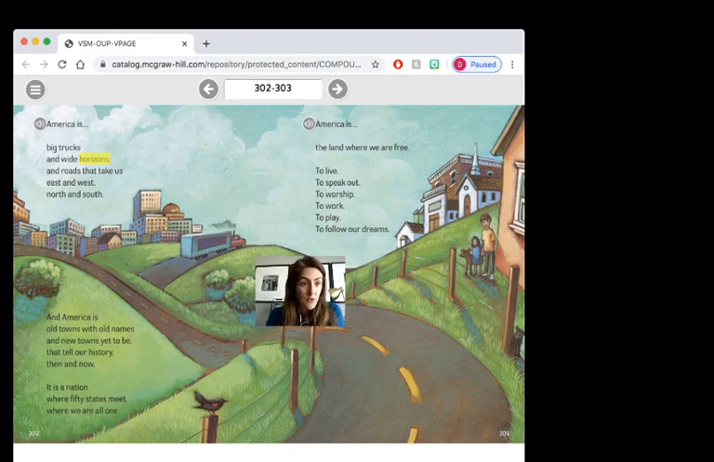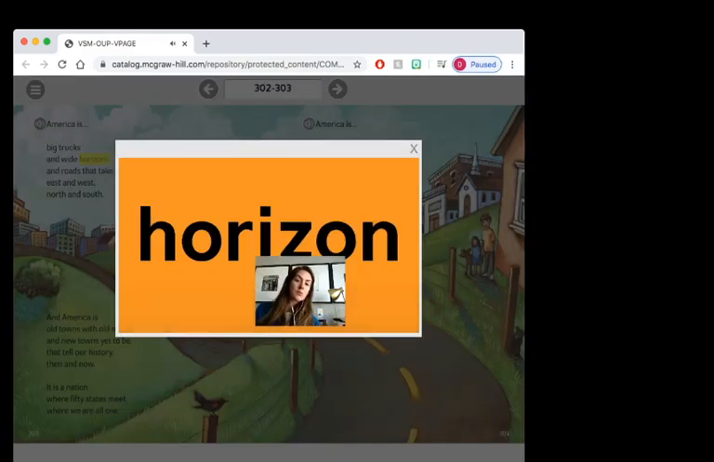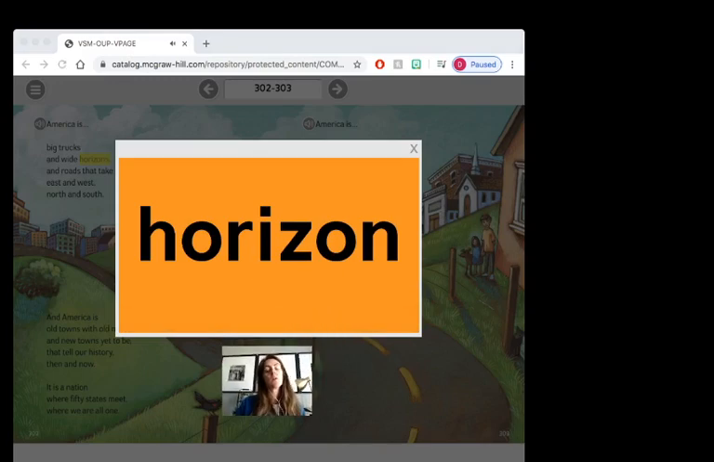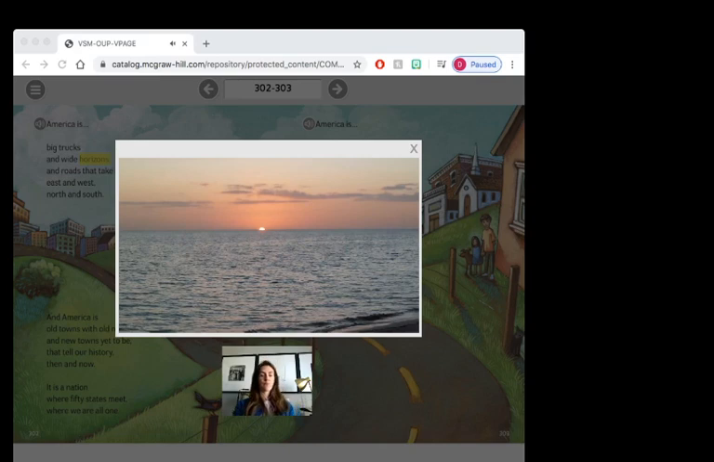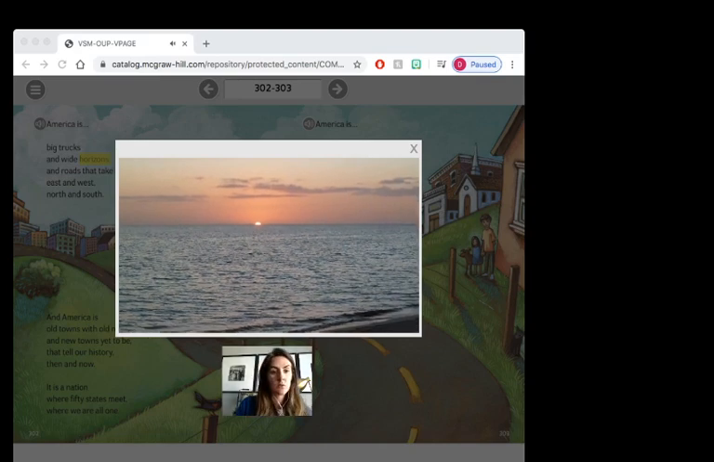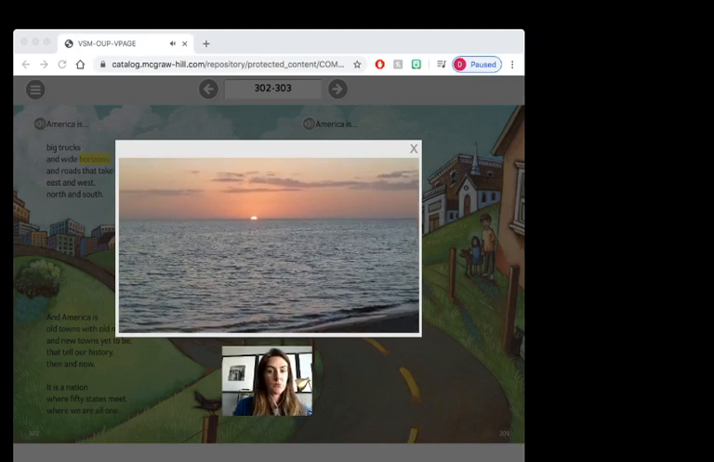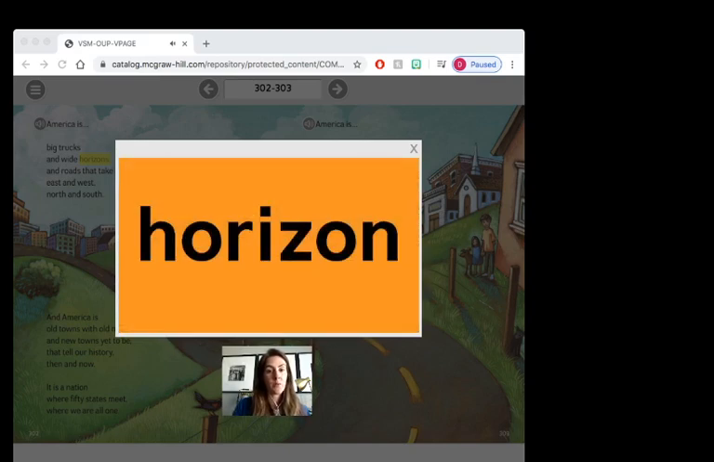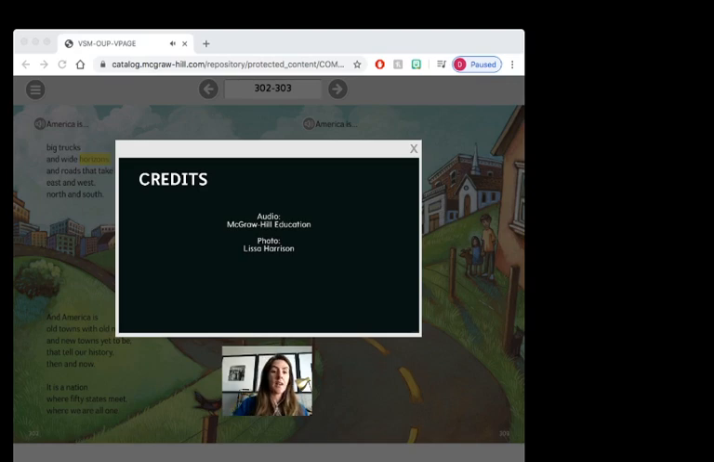Let's revisit this first paragraph where it says big trucks and wide horizons and roads that take us east and west, north and south. Let's read about horizons, wide horizons. Horizon. The line where the earth or ocean seems to meet the sky. The sun is rising over the horizon. Horizon. Nice. Where the earth seems to meet the sun or the sky. The horizon.